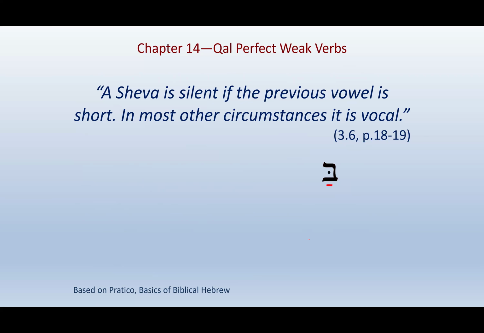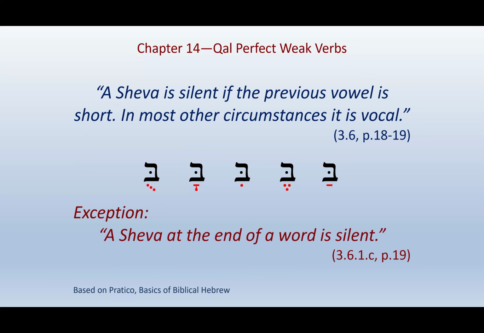So the short vowels are the patach, ba, the segol, be, the hireq, bi, the qamets hatuf, so that's o, bo, and the shureq, oo, boo. Ba, be, bi, bo, boo. Okay. Those are the short ones. The exception is whenever the schwa is at the end of the word, that's also silent, even if it doesn't follow a short vowel. And that's really the main rule about schwa you have to learn. It's silent if it follows a short vowel.